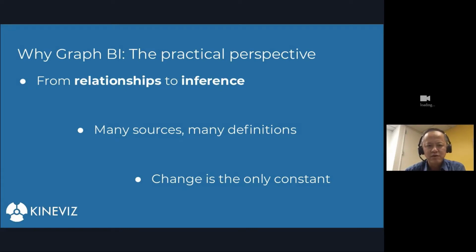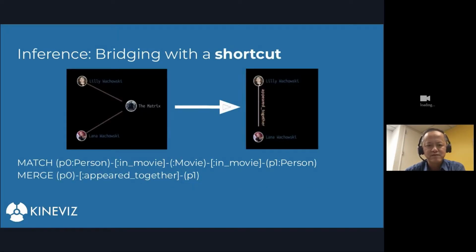Now let me give you a couple of examples of what I mean by inference. Later on I'm going to show you an example of how you apply graph operations on a movie data set. Here, we have two Wachowskis in the movie Matrix. On the left, you see two persons connected to a single movie, and you can define a shortcut operator. Basically, you can bridge those two actors together as they appeared in the same movie. That's a very simple example of inference.